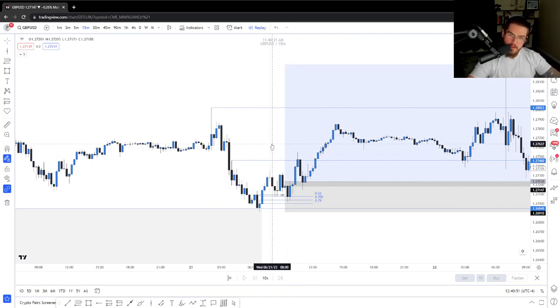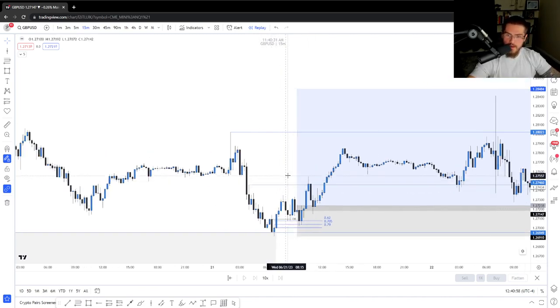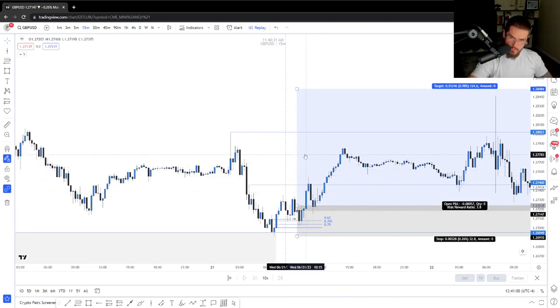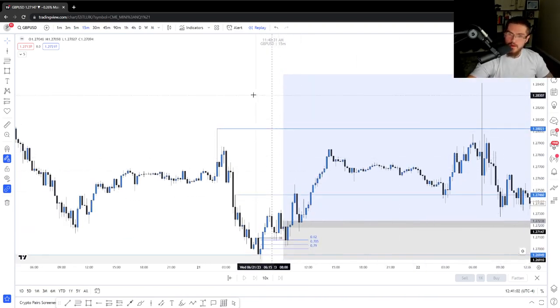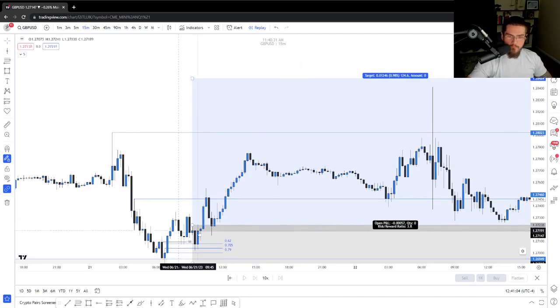Now you don't have to enter right at 8 a.m. This is one you really don't have to get some kind of sniper entry on. A lot of times it's pretty straightforward. And it's going to be on a 15-minute chart, the entry, right?